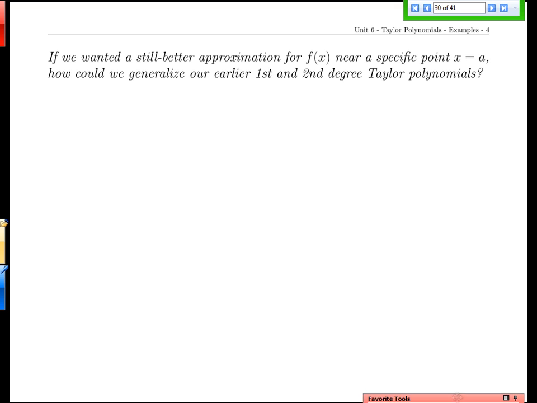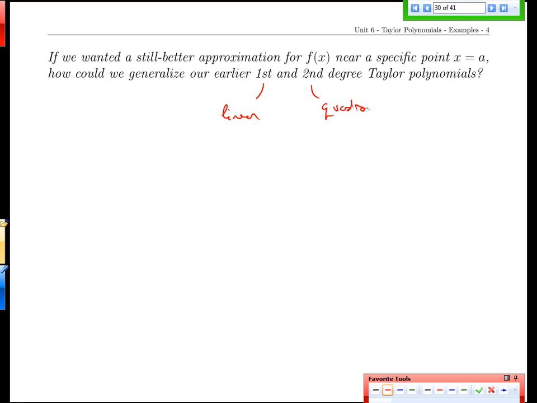A final question might be, could we do better? Could we not stop at quadratic? Remember, this is our linear approximation. This is our quadratic. And we might think, well, goodness, why can't we use a cubic? Why can't we use a 4th degree? It will get more complicated as we do this, but it'll get a still better approximation.